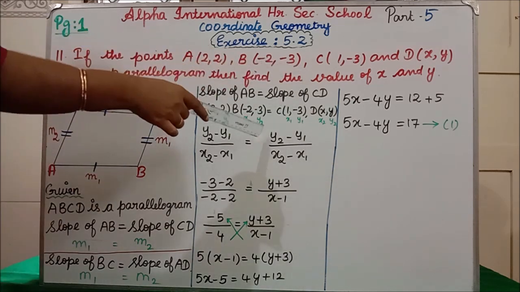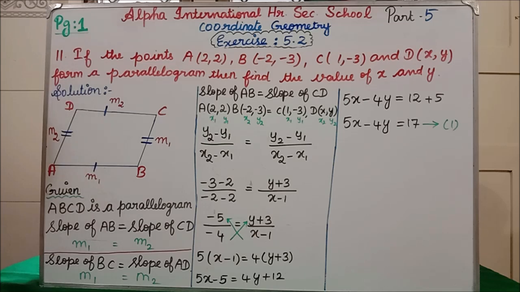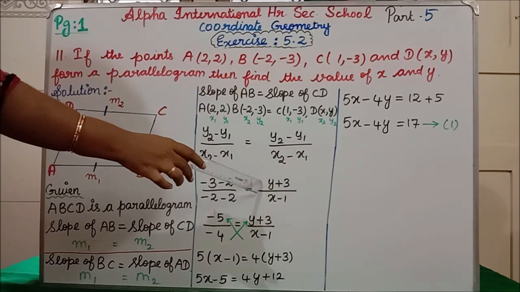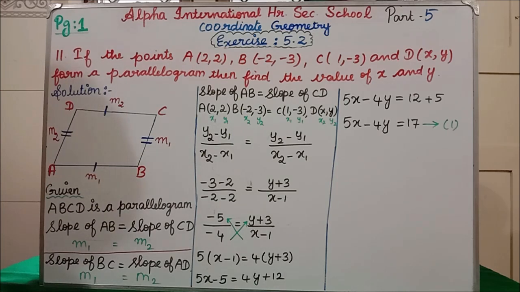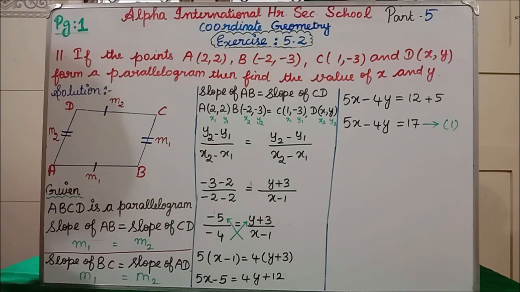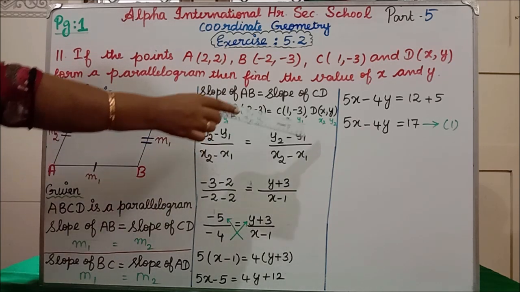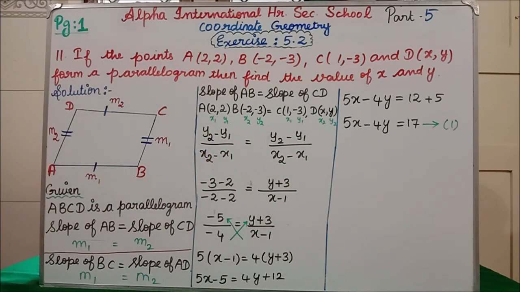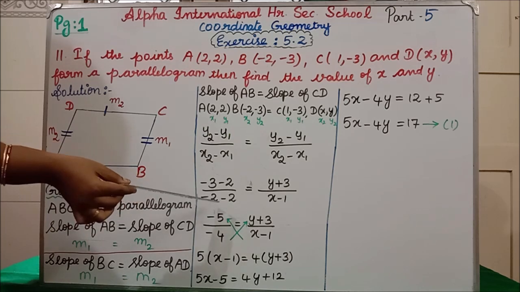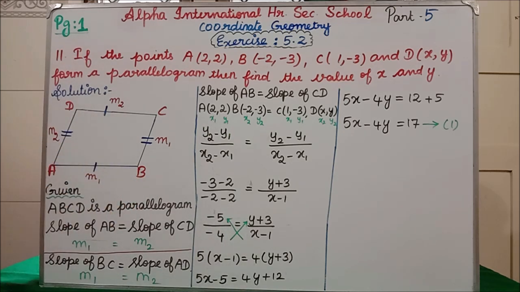Similarly, for CD also the same formula, again the two-point formula. You write x1, y1, x2, y2. You substitute: y2 value is y, y1 value is minus 3, so y minus of minus 3 becomes y plus 3, divided by x2 minus x1, which is x minus 1. Clear? Minus 3 minus 2 is minus 5, divided by minus 2 is... So minus 5 by minus 4 is equal to y plus 3 divided by x minus 1.